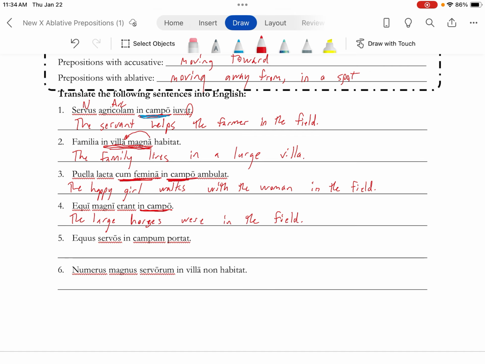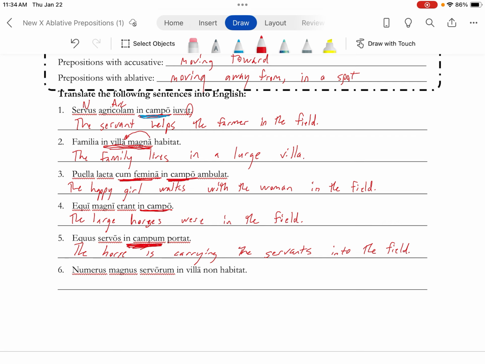Equus servōs in campum portat. In campum is our prepositional phrase. So we're left with equus servōs portat. Equus, the US, is our nominative, so the horse is carrying servōs, accusative plural, the servants. In campum, that is accusative, so this one's going to be into the field.